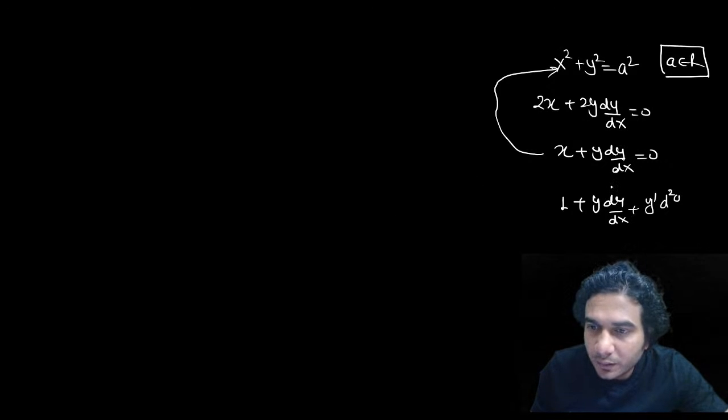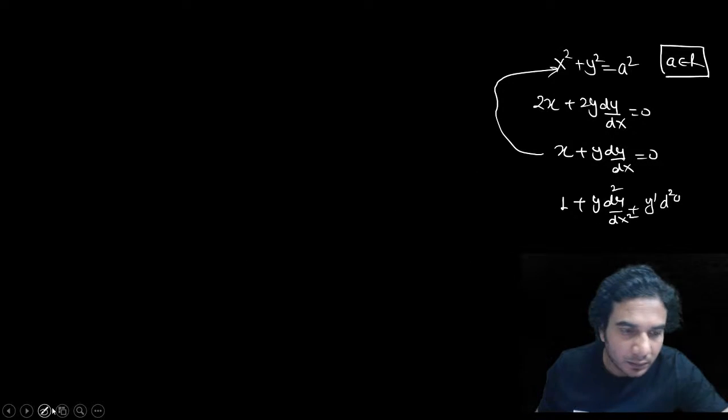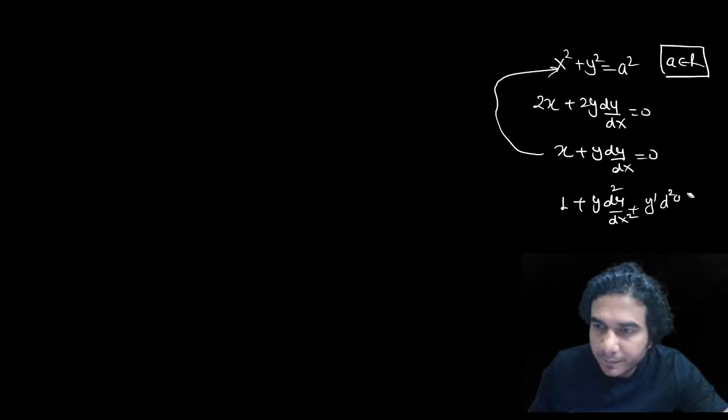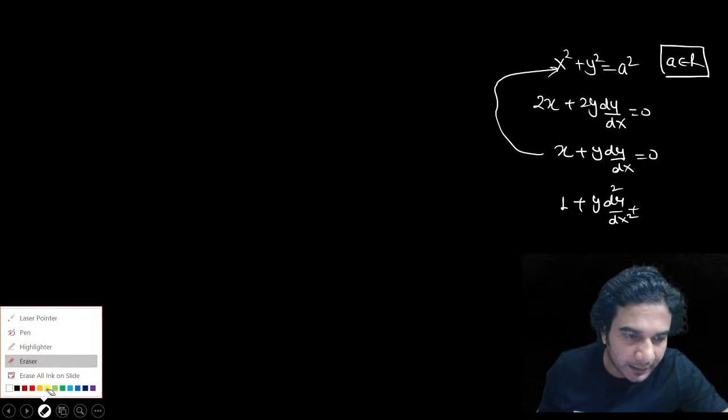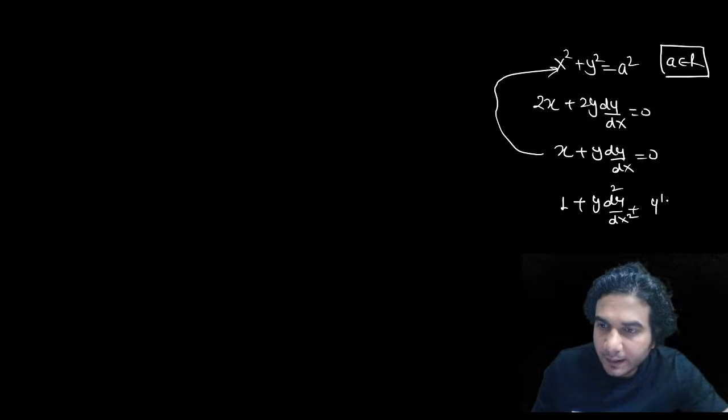This was d2y upon dx2. If I further differentiate it, it is going to be like this. Y dash whole square is equal to 0. So this is equation 1 and this is equation 2.